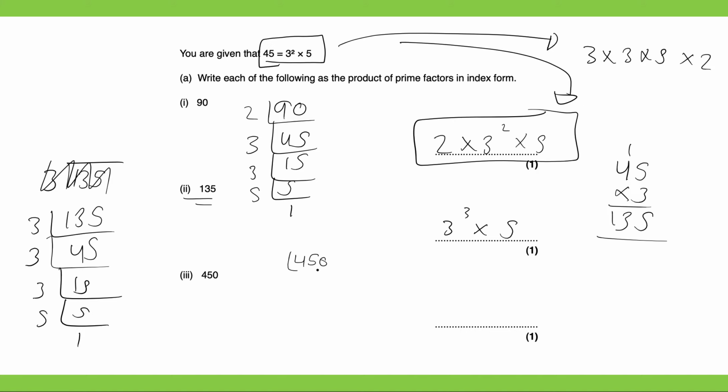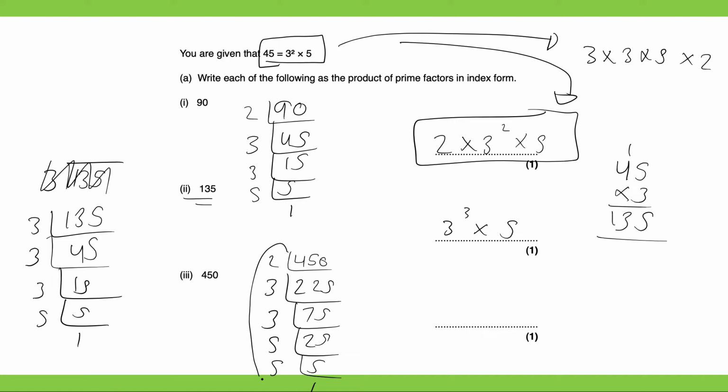450, does it go into 2? Yes, it does. It goes in 225. Does that go into 2? No, it doesn't. Does it go into 3? Yes, it does. That goes in 75 times. Does it go into 3 again? Yes, it does actually. 3 goes into 75, 25 times. 25, does it go into 3? No, it doesn't. 5, yes, it does, 5 times, and 5 again. So we would have 2 times 3 squared multiplied by 5 squared.